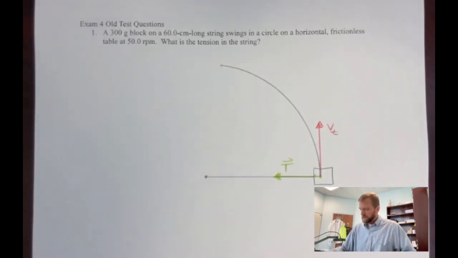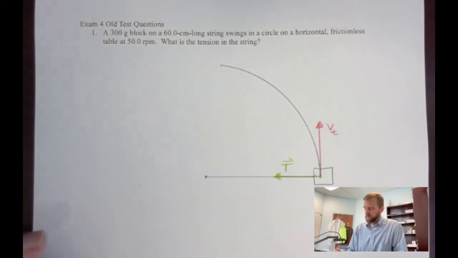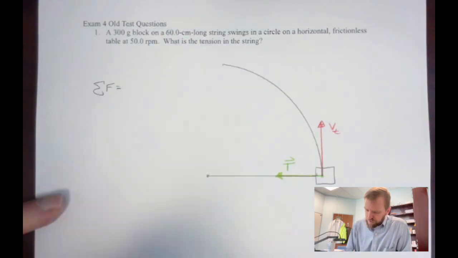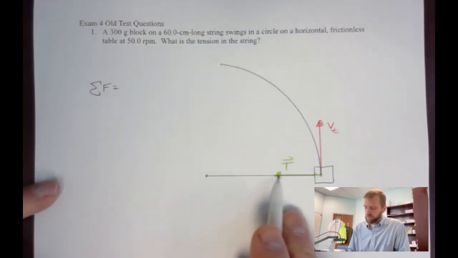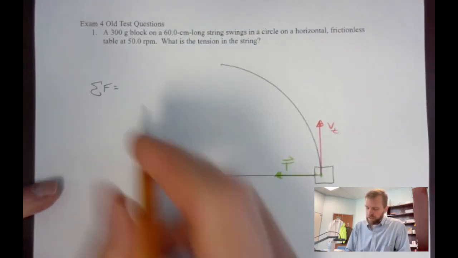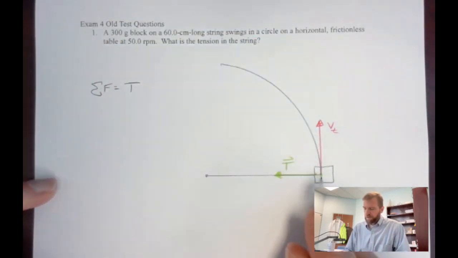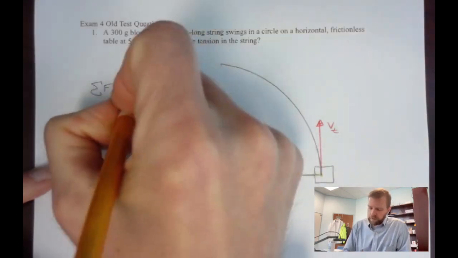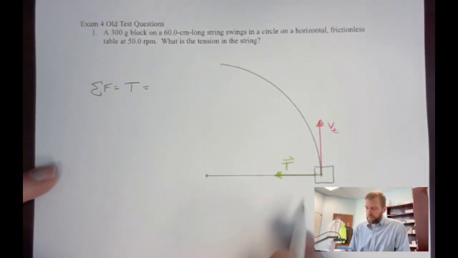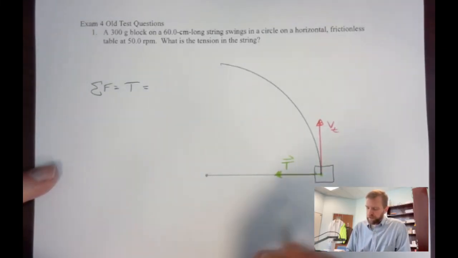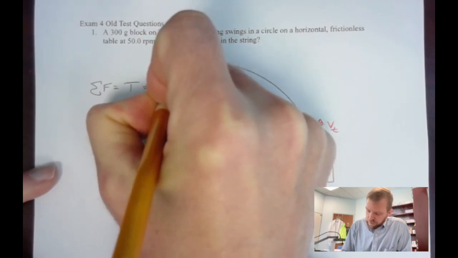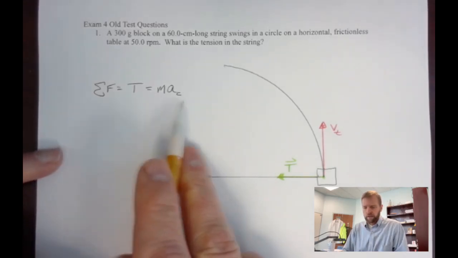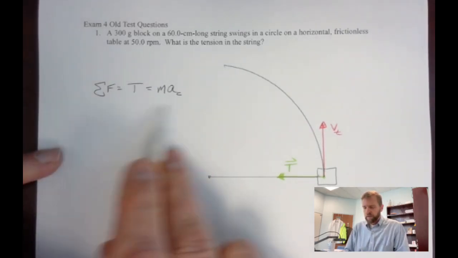And so now we need to set up Newton's law of motion. We're going to write the sum of the forces. We just have tension. And we'll let the direction toward the center of the curvature be the positive direction. That's the only force acting. And then there's the other side of the equation, which is mass times acceleration. I'm going to put a little subscript c here because this is centripetal acceleration. And so now we've got Newton's law of motion.